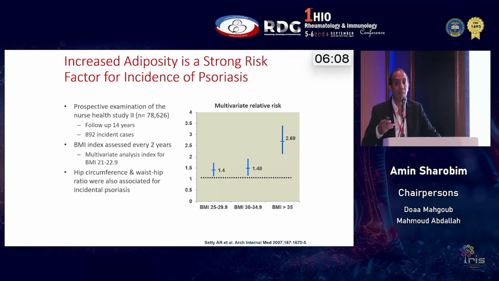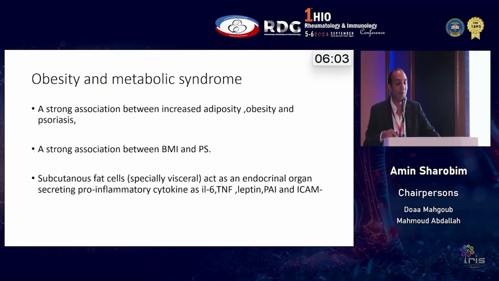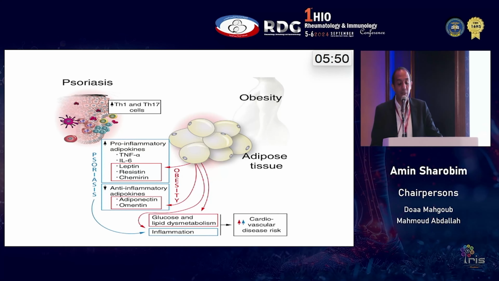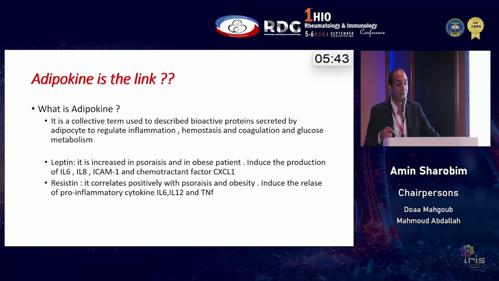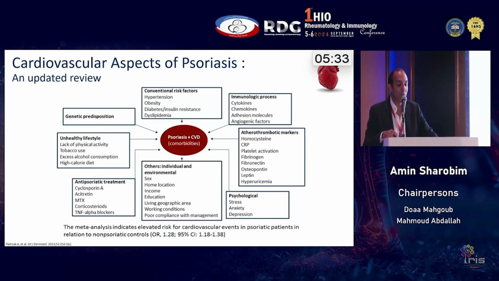So centrally obese patients are at more risk of developing psoriasis than normal patients, and more at risk of developing diabetes and hypertension. The subcutaneous fat cell, as I said, acts as an endocrine organ secreting more pro-inflammatory cytokines such as interleukin-6, tumor necrosis factor, and leptin. And these inflammatory cytokines secreted from the adipose tissue increase more and more the severity of the psoriasis, especially resistin and leptin. And of course, the anti-inflammatory cytokines are decreased in these obese patients.